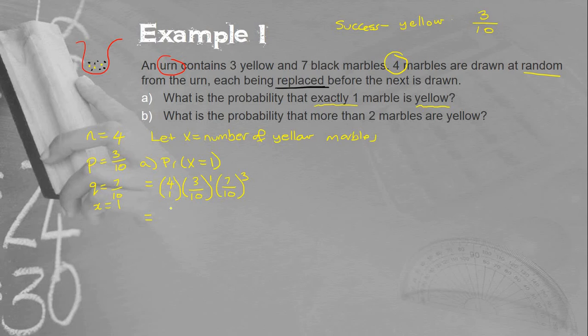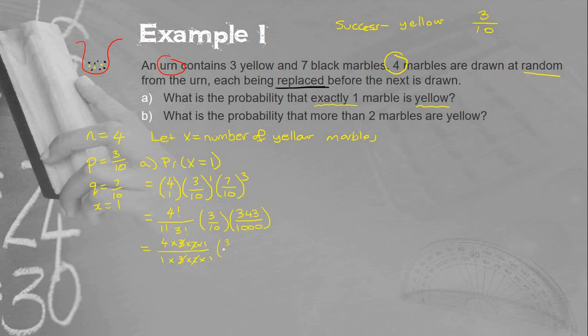4 choose 1, that means I've got 4 factorial over 1 factorial, and 4 minus 1 factorial is 3 factorial. Times 3 over 10 times 7 over 10 to the power of 3. 7 to the power of 3 is 343, and you can always write it down to work it out if you need to. 10 to the power of 3, we have 3 zeros. Working this out, 4 factorial means 4 times 3 times 2 times 1. 1 factorial is 1. 3 factorial is 3 times 2 times 1. I can cancel out.